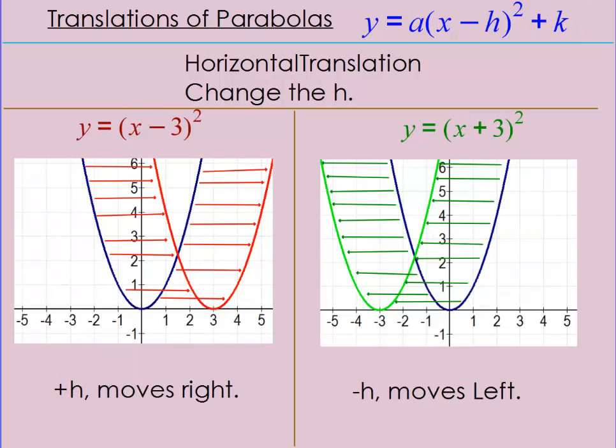Alright, we also have horizontal translations. Horizontal translations are when you change the h value. So, for example, in this case of x minus 3 squared, h is positive 3, so we're going to shift it to the right, 3 units. In this case, x plus 3 squared, h is actually equal to negative 3, because it's minus and negative, so you move it to the left 3 spaces. So horizontal moves left and right.